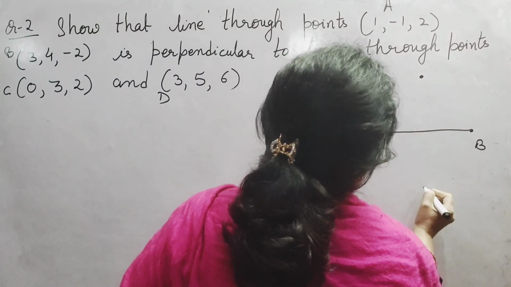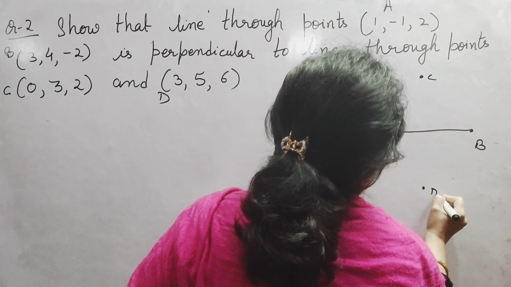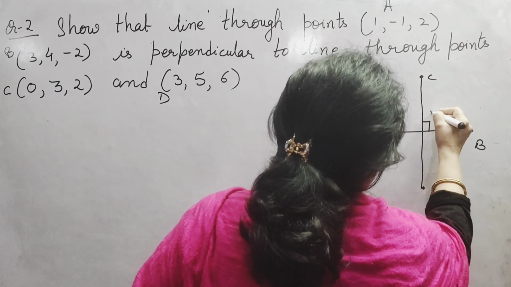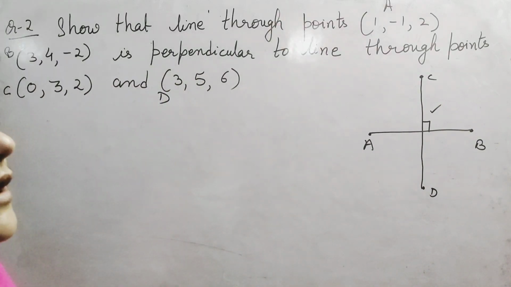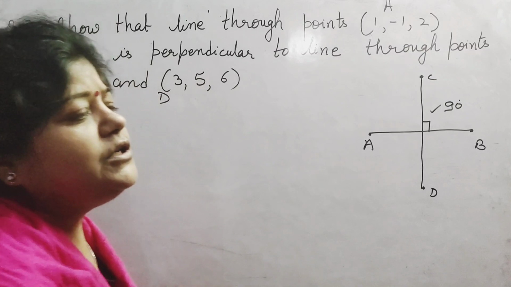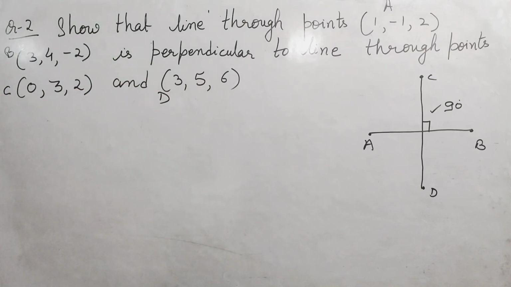That means, for example, here are the 2 points C and D, and one line also goes from here, and we have to prove that these 2 lines are perpendicular to each other. That means they are making an angle of 90 degrees with each other. Now how will we prove this? If we find out the angle between the 2 lines, and if the angle between the 2 lines is 90 degrees, then these 2 lines are mutually perpendicular to each other.